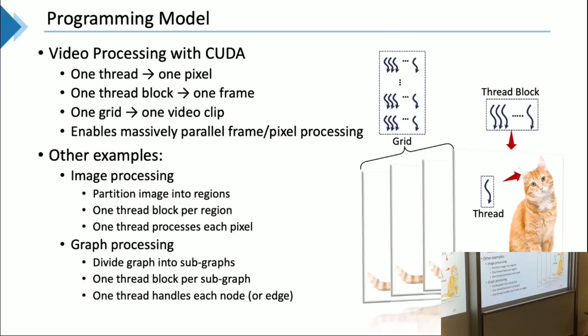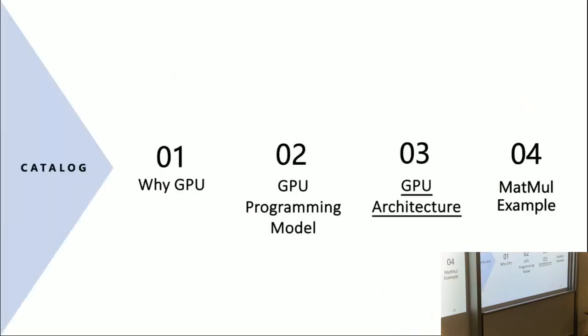So this is just one example for video processing, and this SIMT programming model is also widely adopted by, for example, image processing. In this case, one thread block might only be in charge of one image tile. And you also have graph processing, which means you separate your different vertices into small groups, and each group is handled by one thread block. So this is the basic programming model, and next we will introduce the GPU architecture.